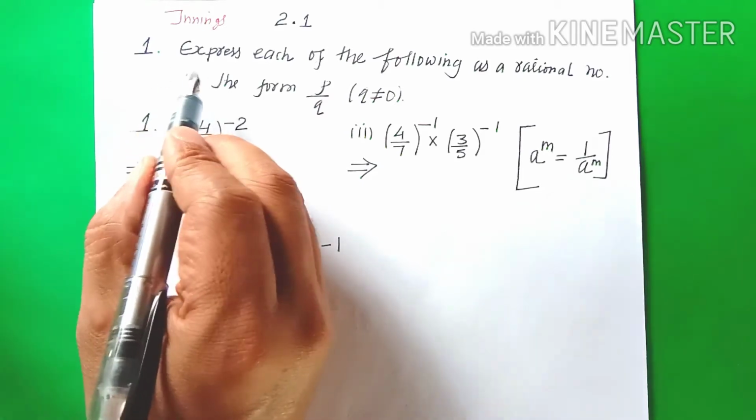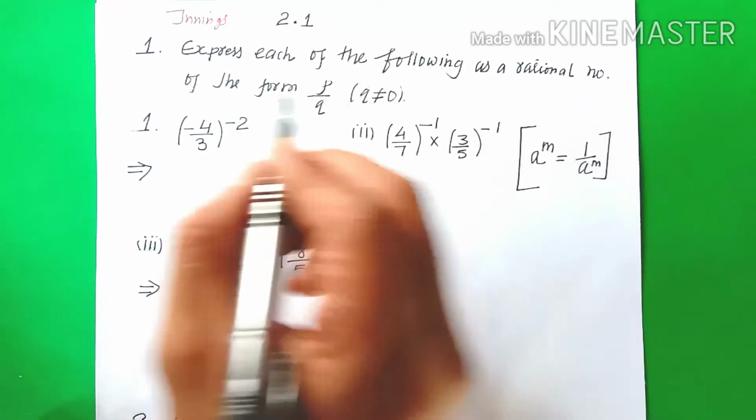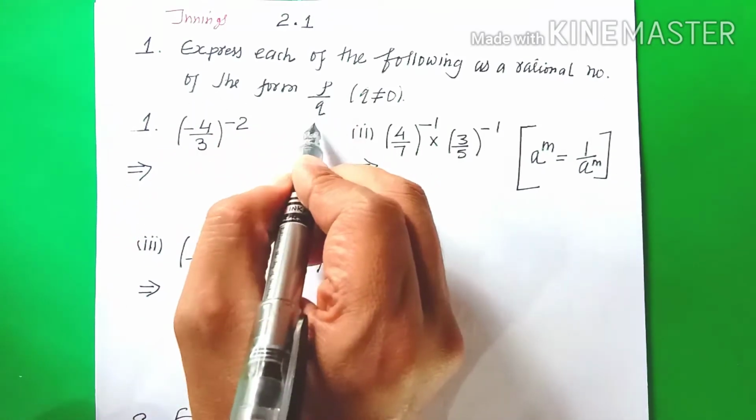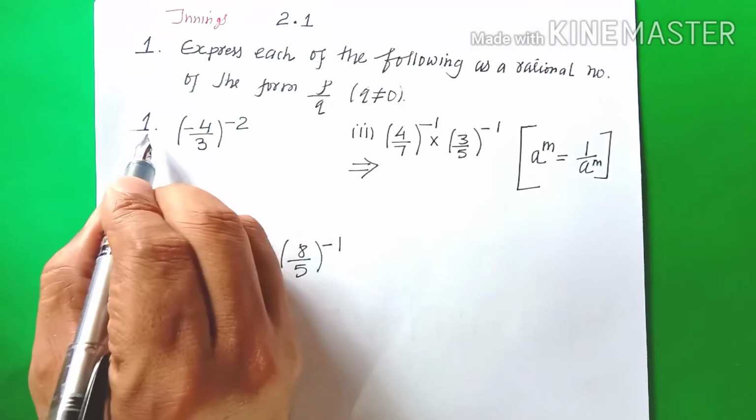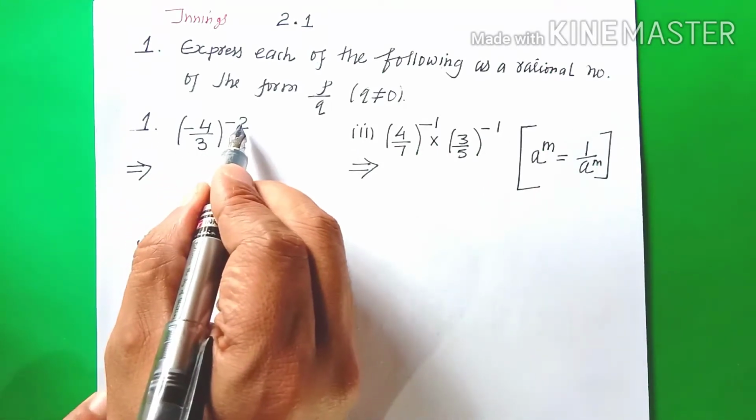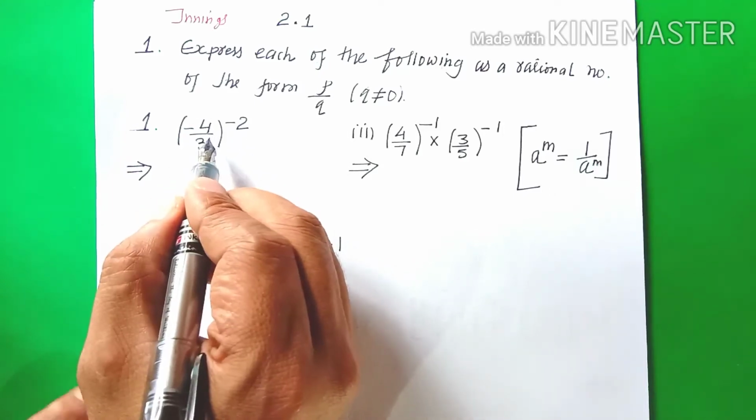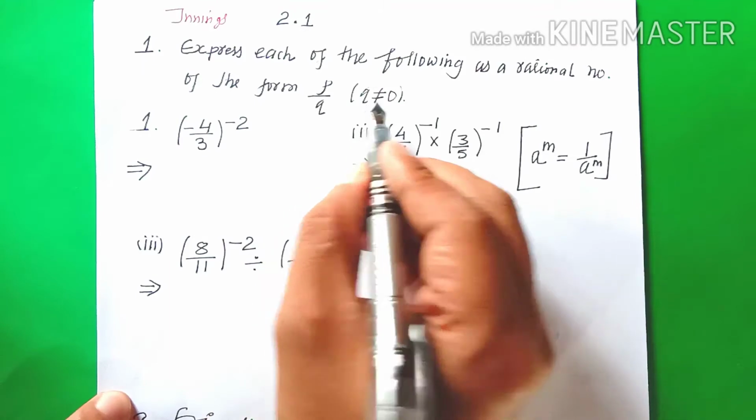Question number 1. Express each of the following as a rational number of the form p by q, where q is not equal to 0. So here, sub question number 1, (minus 4 by 3) raised to minus 2. Now to solve this in the form of a rational number, one must remember the law of exponent.